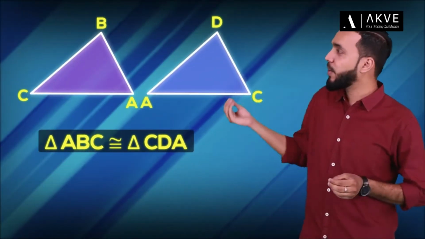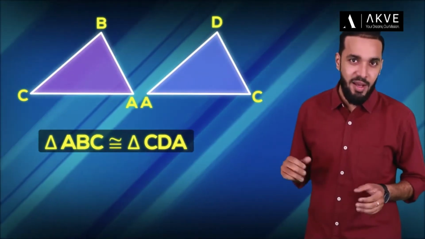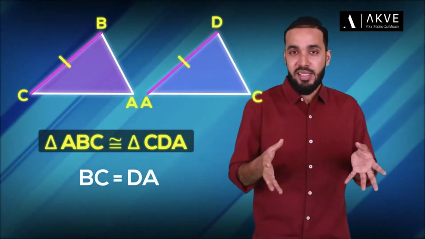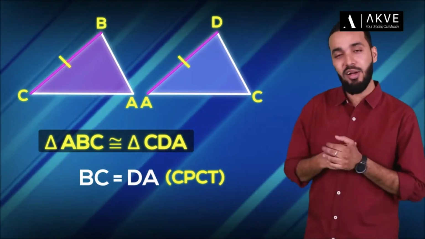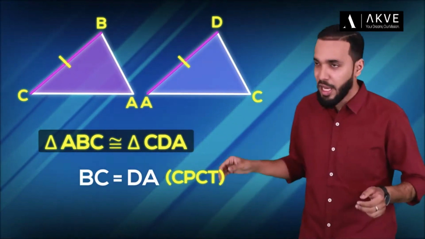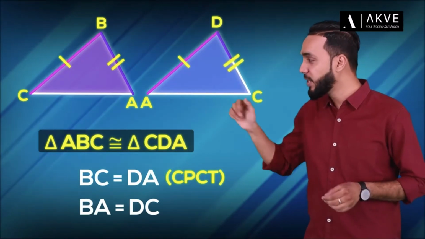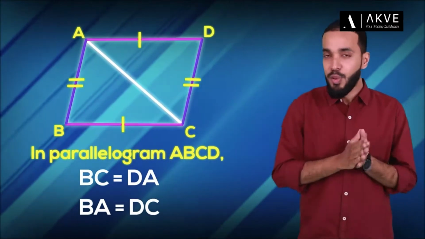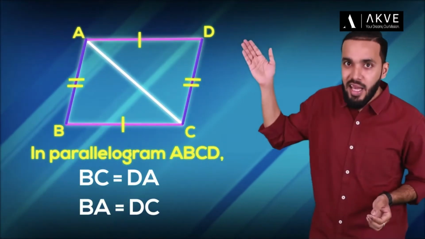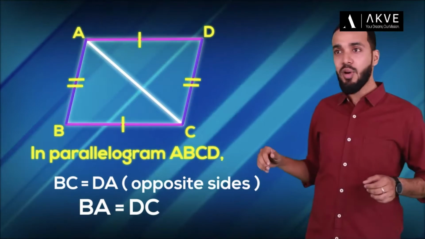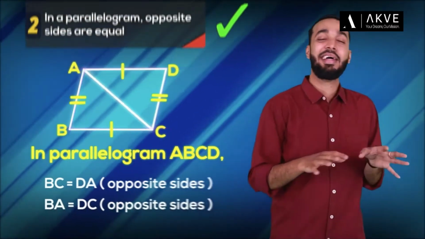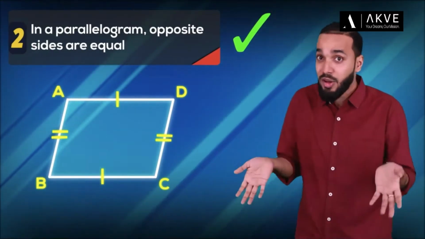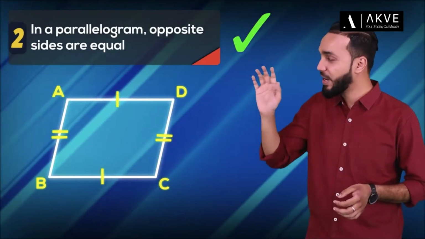So, in congruent triangles ABC and CDA, we can see that BC is equal to DA because they are corresponding sides of congruent triangles. And following the same logic, BA is also equal to DC. But in the parallelogram ABCD, we can see that BC and DA are opposite sides and so are BA and DC. See, we just proved the second theorem.